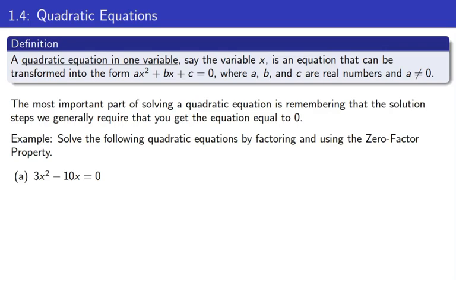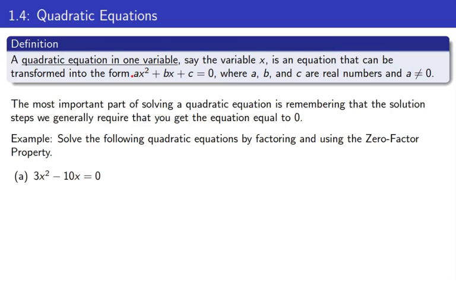In this lesson, we'll be talking about quadratic equations in one variable. So, first off, what we mean by a quadratic equation is that it's of the form ax squared plus bx plus c equals 0. Very important for a quadratic equation is that we need to be able to write it so that 0 is on one side of the equation. And this is the method that we use the majority of the time when we solve these.